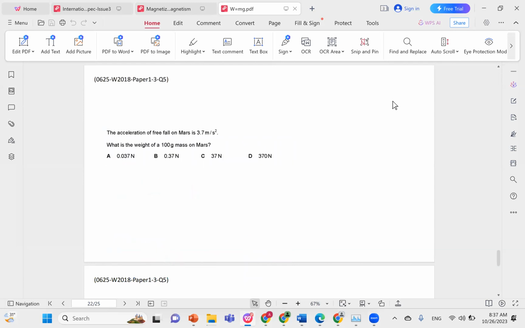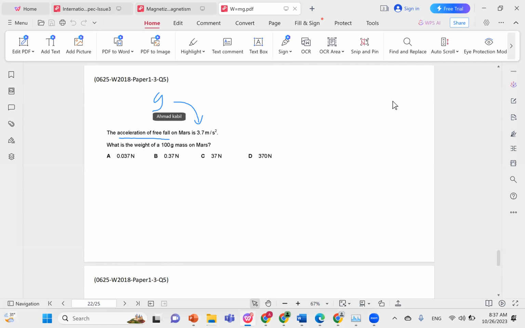The acceleration of free fall on Mars is 3.7. What is the weight of a 100-gram mass on Mars? So bear in mind that the acceleration of free fall is another way of saying the gravity. Gravitational acceleration, gravity, gravitational field strength, acceleration of free fall. These all mean the same thing. This is the value of g.